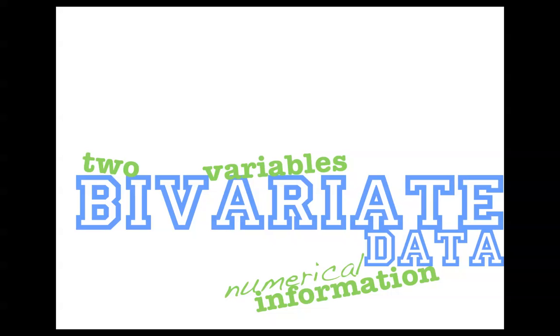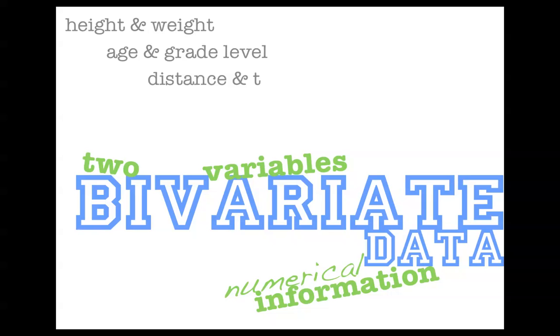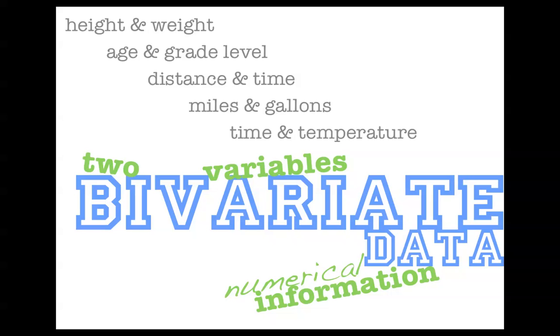Let me give you an example. You might be gathering data on people's height and weight. That's bivariate data because it has two variables, height and weight. Or age and grade level. That's bivariate data as well, because there's two variables there, one for age, one for grade level. Or you could be doing some kind of a problem that has to do with distance and time, or you could be figuring out how many miles you traveled and how many gallons of gasoline you used. That's two variables. That's bivariate data. Or you could be talking about time and temperature.